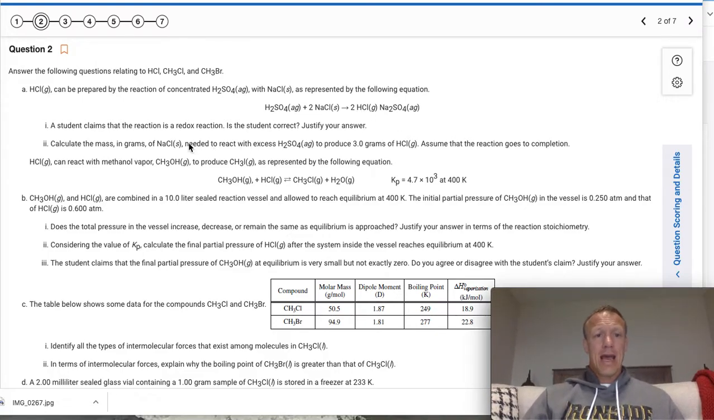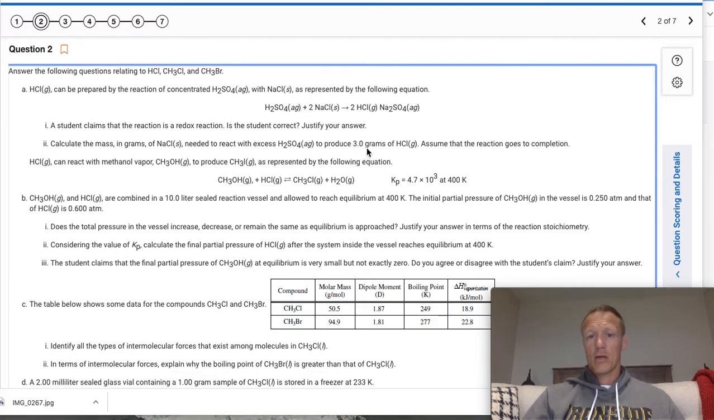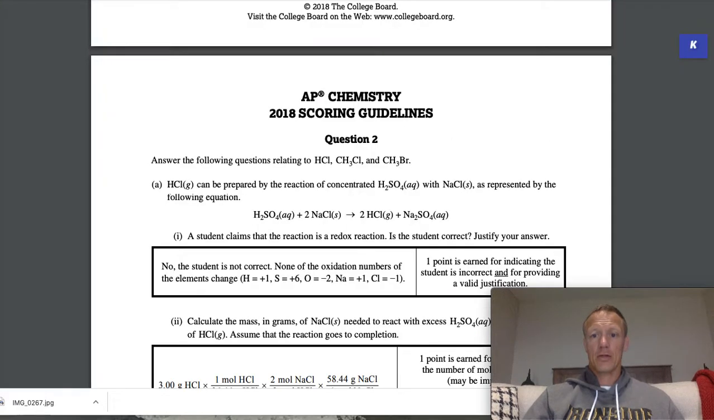Second one, figure out the mass in grams of NaCl needed to react with excess H2SO4 to produce 3 grams of HCl. So 3 grams of HCl going to grams of NaCl. We want to convert this into moles. Mole ratio is 1 to 1. Get to grams of this. Take a look at our answer here.